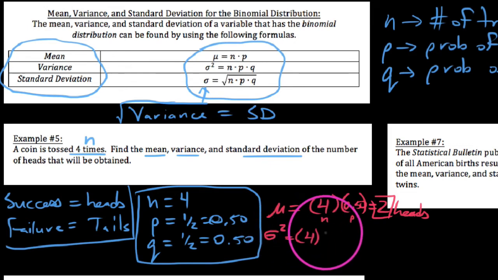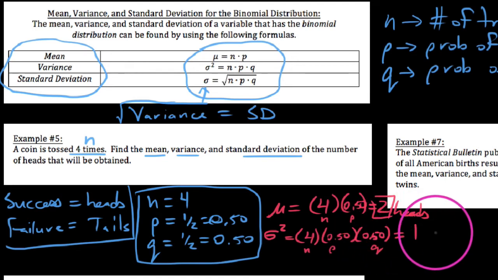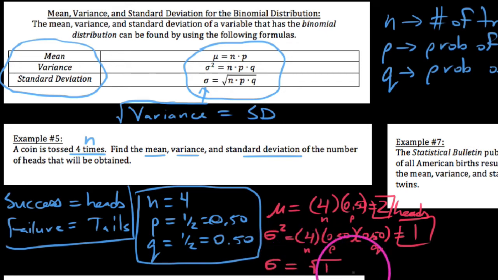So if we wanted to find now the variance and standard deviation, let's start with variance. It'd be 4 times the probability, which is our n, times the probability of success, which is 0.50, times the probability of failure, which is the other 0.50, q, and we would end up with just 1. Okay, so now we say not 1 head, because it'd be heads squared, which is a weird thing about variance, but we get 1 as our variance. But we say now the standard deviation would be the square root of our variance. Well, the square root of 1 is just 1. So we'd say this is 1 head.